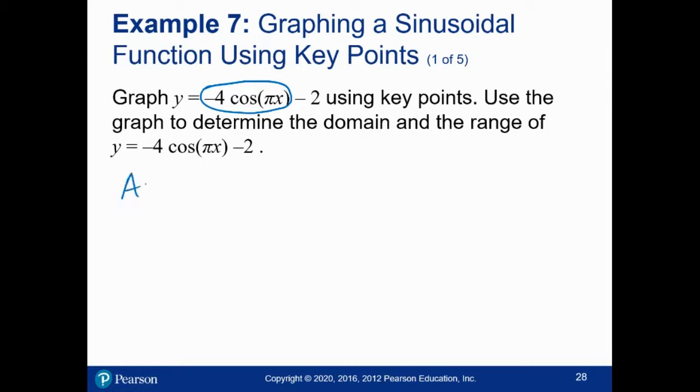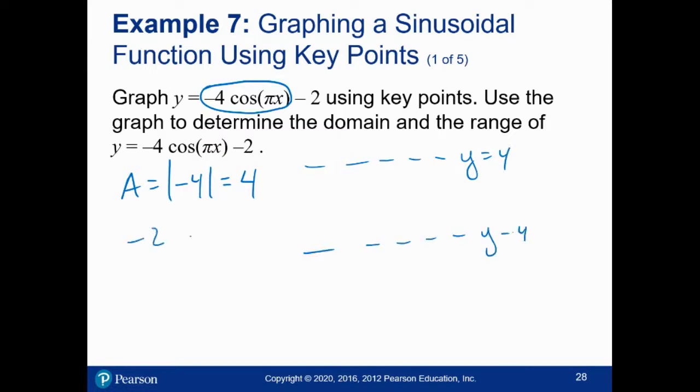Normally, my amplitude is the absolute value of the number multiplying sine or cosine, so that would just be 4. Normally I'd say I'm trapped between y equals 4 and y equals -4. But I know I'm eventually going to have a downward shift by 2. So instead of an upper bound of 4, I get 2, and instead of a lower bound of -4, I get -6. So now the range is between -6 and 2, because that original range has been pulled down.